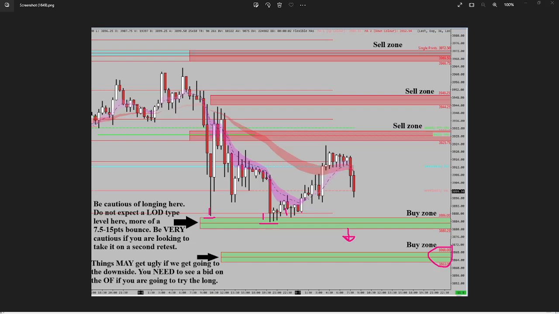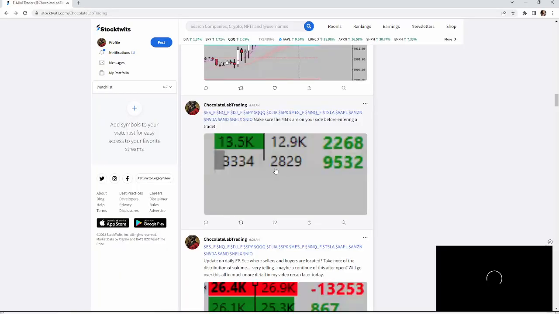And this was a warning right after open that I issued, if you will, because we came into the first sell zone, and I said make sure market makers are on your side before entering your trade. And that's exactly what I just touched on. Levels are levels and zones are zones until the footprint confirms.